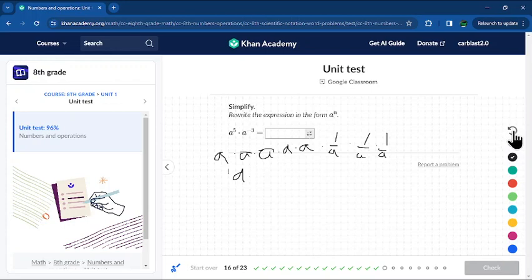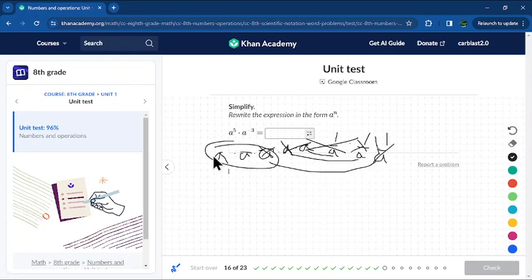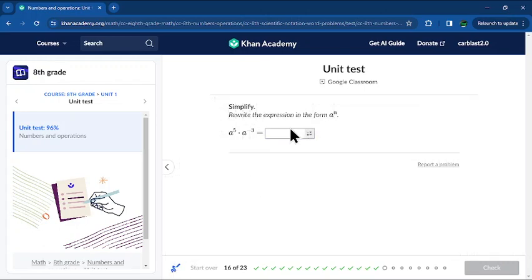But we're going to write it as a times a times a times a times a times 1 over a times 1 over a times 1 over a, because that'll make it easier. So now you can multiply. A times 1 over a is 1. A times 1 over a is 1. A times 1 over a is 1. So now you're left with a times a, which is a squared.